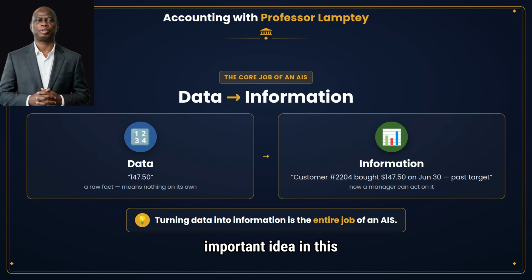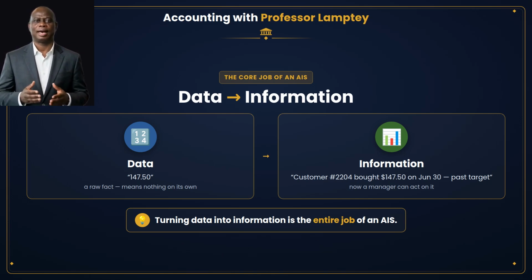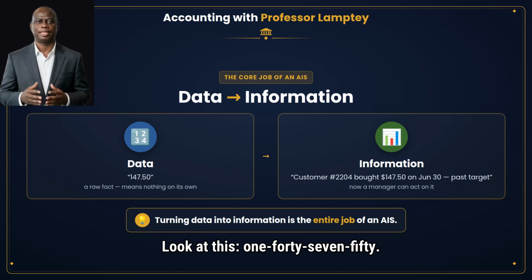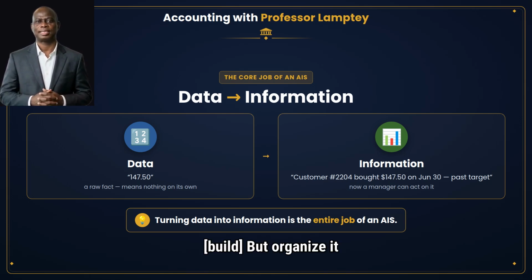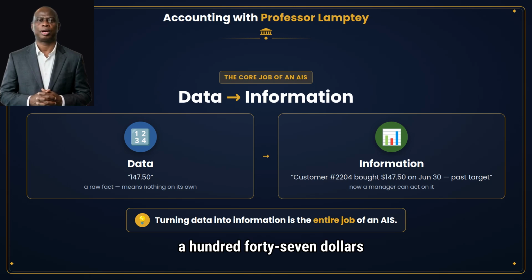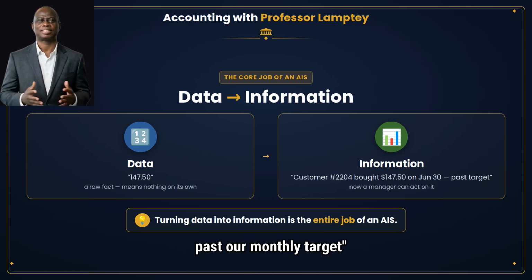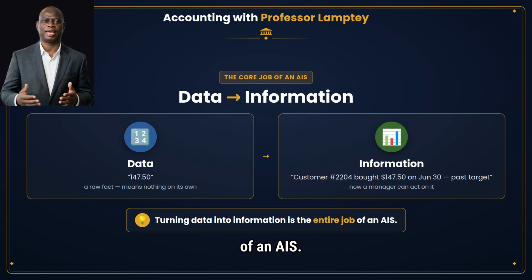Now, the single most important idea in this whole video: the difference between data and information. Data is raw facts, a date, a dollar amount, a customer number. Look at this, 147.50. On its own, it means nothing. But organize it: Customer 2204 bought $147.50 of product on June 30th, and that pushed us past our monthly target. And suddenly, a manager can act on it. Same numbers, completely different value. Turning data into information is the entire job of an AIS.